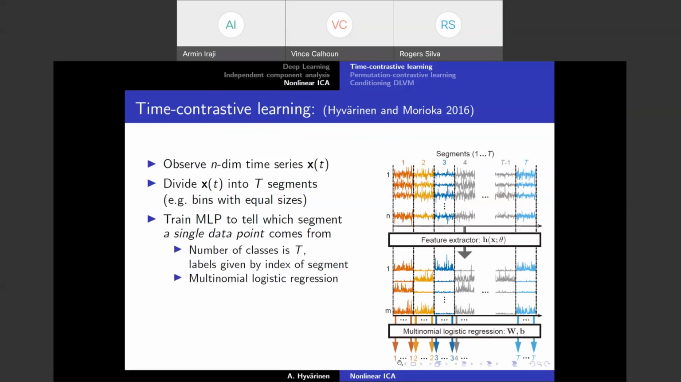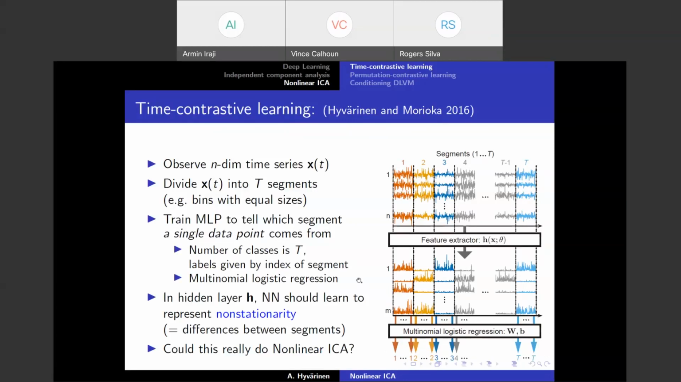So we have a simple classification problem where the number of classes is equal to the number of segments, and the labels are given by the indices of the time segments. So it's a simple multinomial logistic regression problem that we can solve with a neural network.